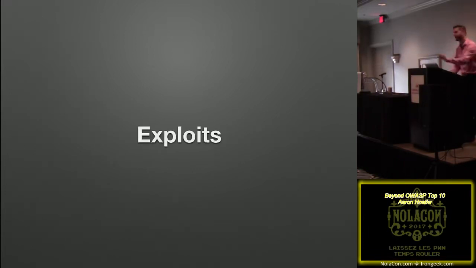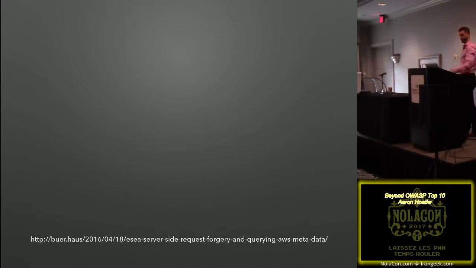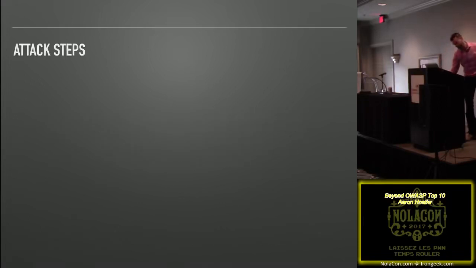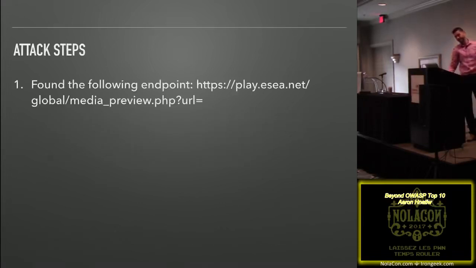So let's take a look at what some exploits are for this. How has this actually been used to attack certain applications? First off, querying AWS metadata through SSRF. I had a discussion with, I think, Dave about this the other night, but I'll get to what this means soon. But this is what happened. An attacker found an endpoint, and take a look at that endpoint URL. At the end, there's mediapreview.php, and then the parameter is url equals.